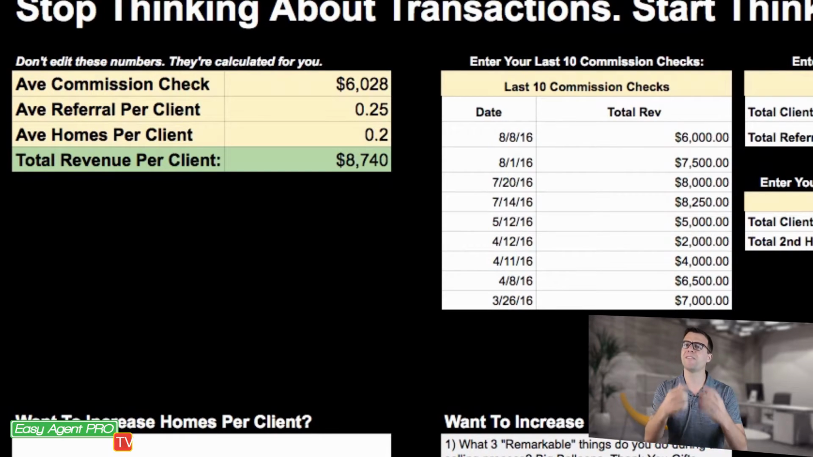And if you get to that first sale, what you realize is the next number on the sheet, number 2, is the actual referrals per client. And if you fill out the total new clients you have versus the total number of referrals you have, it's going to calculate how many referrals you get for every client. So let's say you had 20 clients last year and you had 5 referrals last year, that means for every 1 client that you have, you get 0.25 referrals.